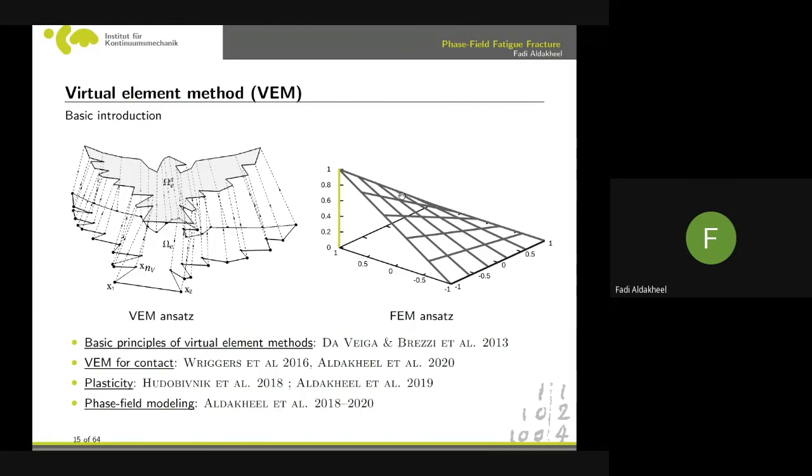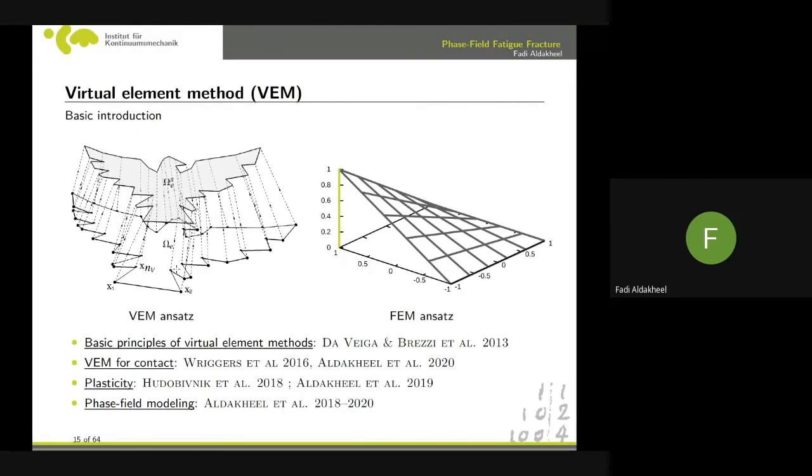You have, let's say, a four-node element, right? And if you want to discretize it, you use, let's say, the shape function, which is one here and zero everywhere else. Now, in the virtual element method, we can have any element shape, right? It could be this bird, and we can discretize that with this projection method and see how this looks compared with the finite element method.